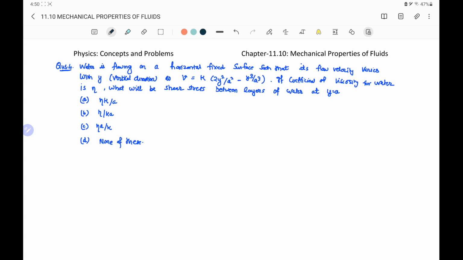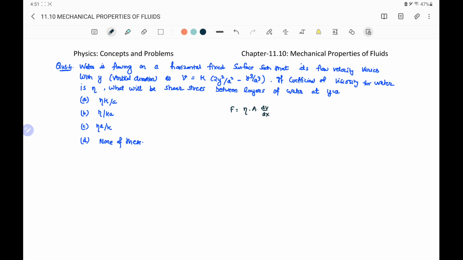Fourth question is, water is flowing on a horizontal fixed surface such that its flow velocity varies with y in the vertical direction as v equal to k(2y²/a² − y³/a³). If the coefficient of viscosity for water is eta, what will be the shear stress between the layers of water at y equal to a? We know that viscous force has the value equal to eta into A into dv by dx in terms of magnitude.